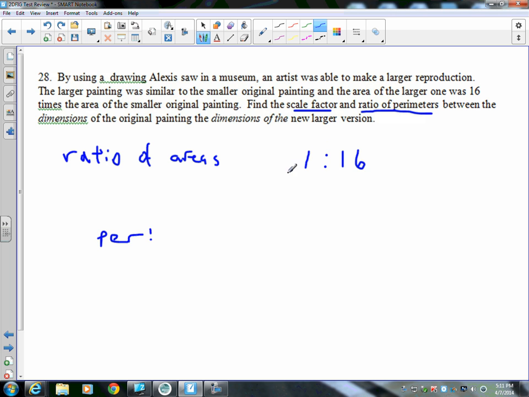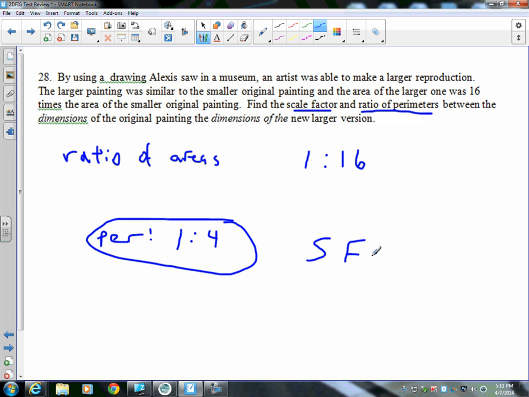So the square root of 1 is still 1. Square root of 16 is 4. So this would be the ratio of our perimeters. And to find the scale factor, it's kind of backwards, but the scale factor would then be 4. So each dimension is 4 times bigger in the newer, larger version than it was in the old version.